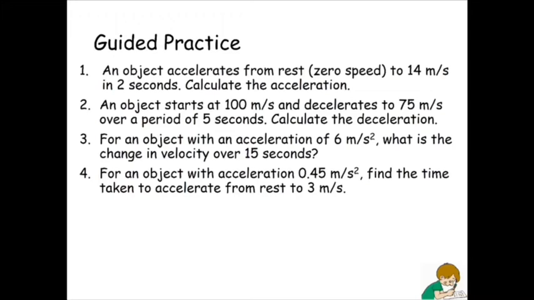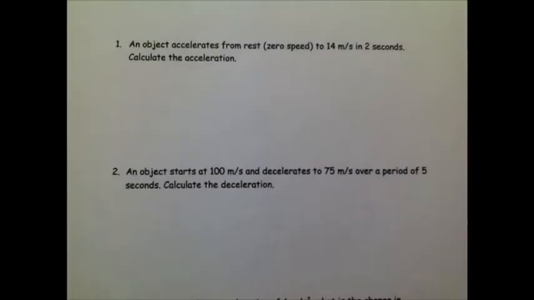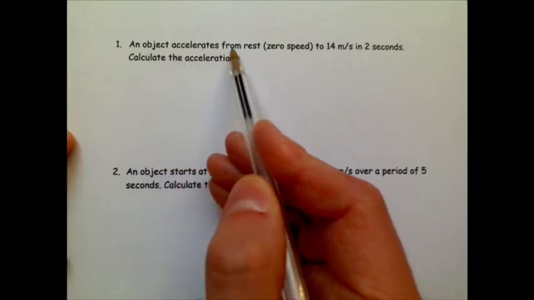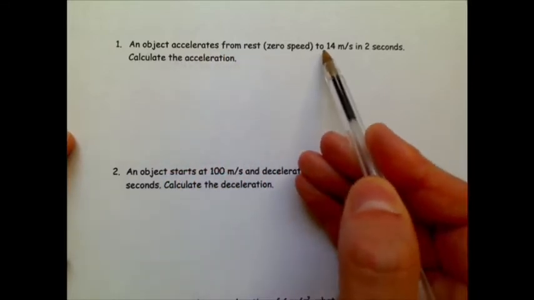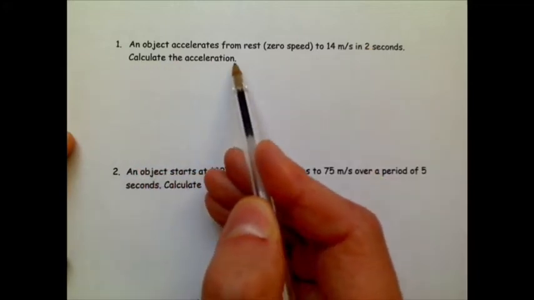First, I'm going to guide you through how to answer these questions. Copy down my workings as I go through them. I've got my questions printed on a sheet, but you can write them out into your exercise book and then just answer them below. So question number 1: an object accelerates from rest, 0 speed, to 14 meters per second in 2 seconds. Calculate the acceleration.